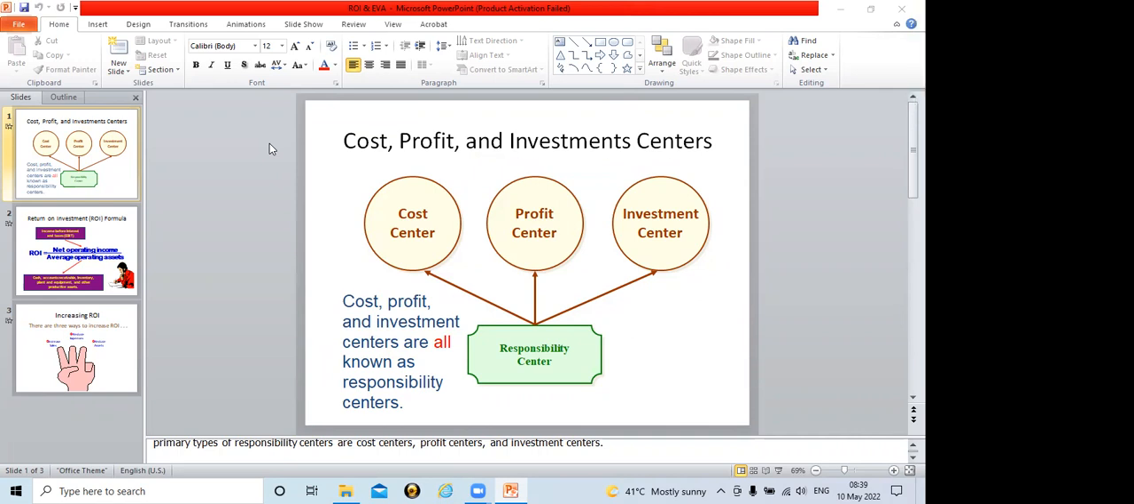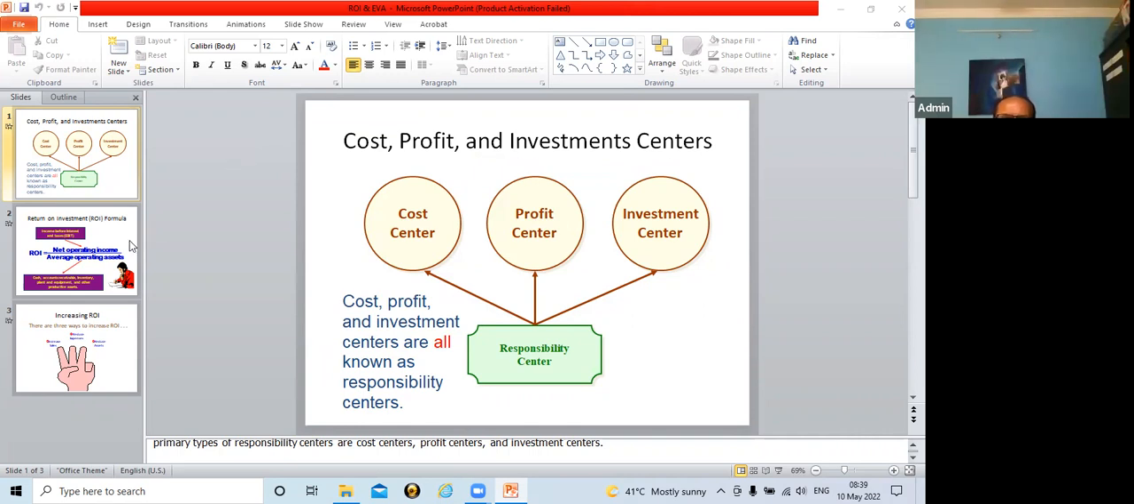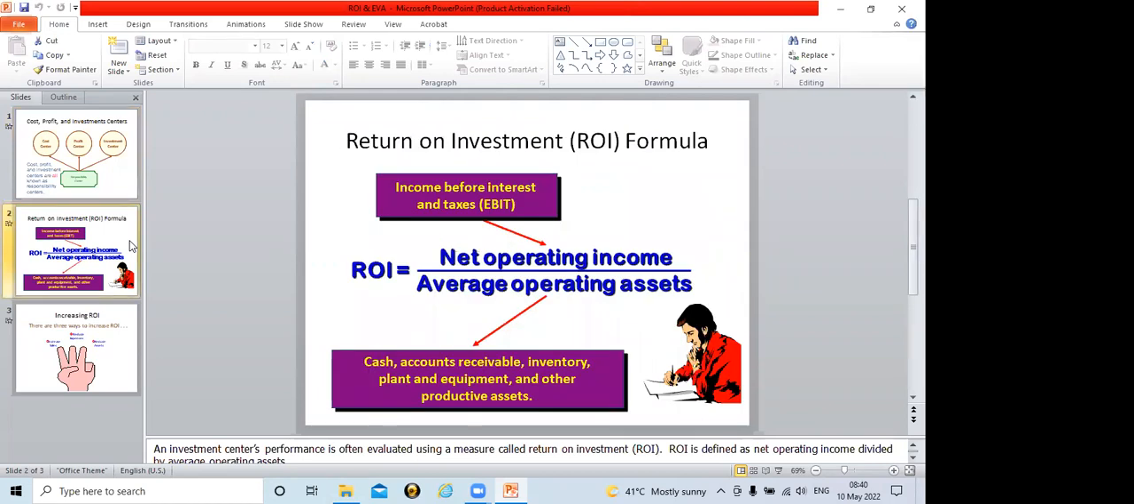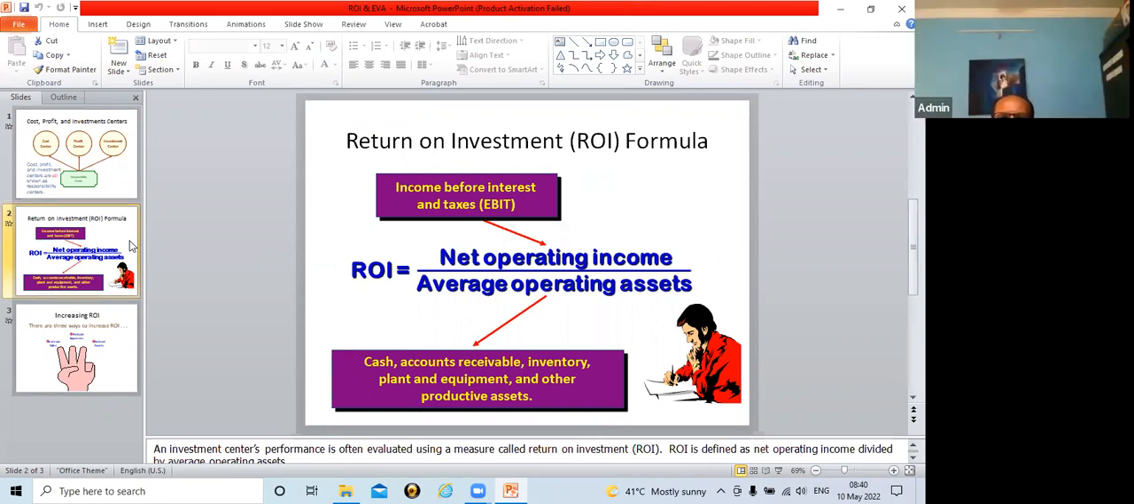Okay. Now, let's go to the next slide. Can you see this slide? Yes, sir. Return on investment, in short known as ROI, is calculated on the basis of this formula. Now, let me tell you, in your paper, Enterprises Performance Management, there will be no numericals. Only theory questions are expected. Only theory.